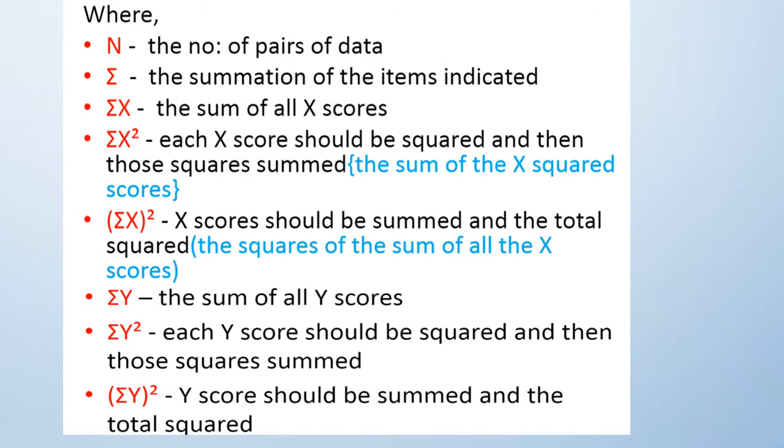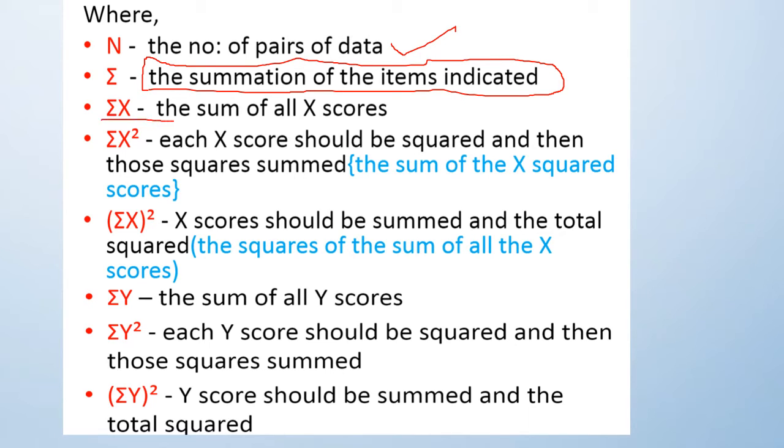Here n is equal to the number of pairs of data, the number of pairs of data we have been given in the problem. The summation sign means the sum of the items indicated. Summation x is the sum of all x scores, the x variable. Summation x squared means each x score should be squared and then those squares summed.